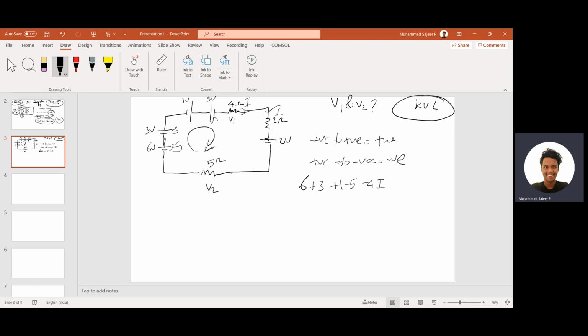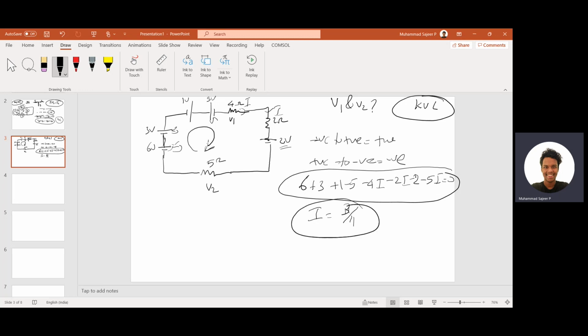So minus 4i, minus 2i, here we have another voltage, minus 2 volt, minus 5i equal to 0. Okay, so again, if you just readjust this, I will be 3 by 11 ampere. And the voltage V1 equal to 4 into I1, 4 into 3 by 11, so it is 12 by 11. Okay, and we got V1.